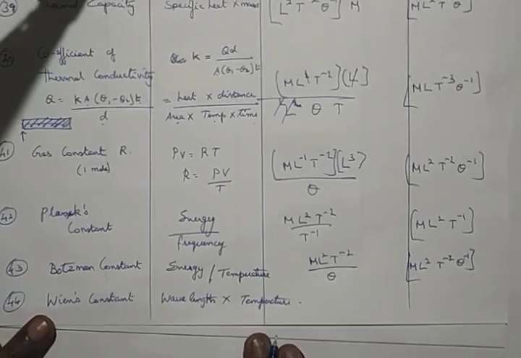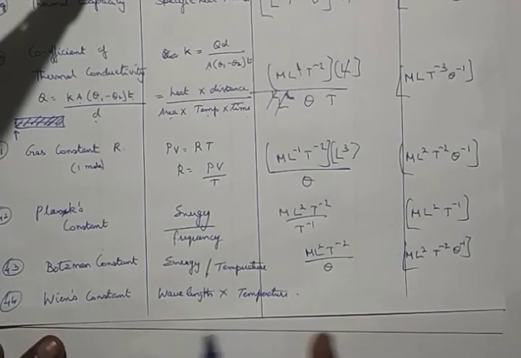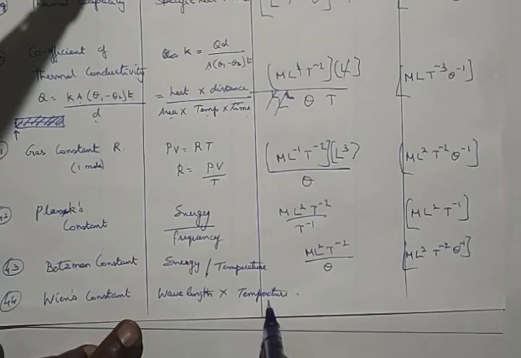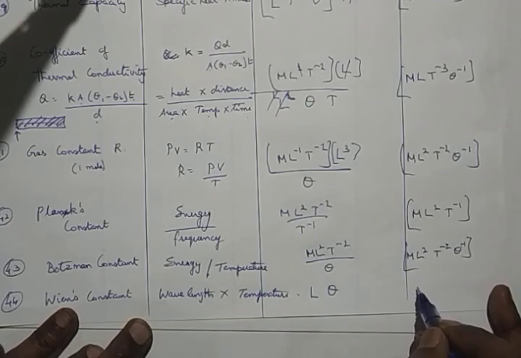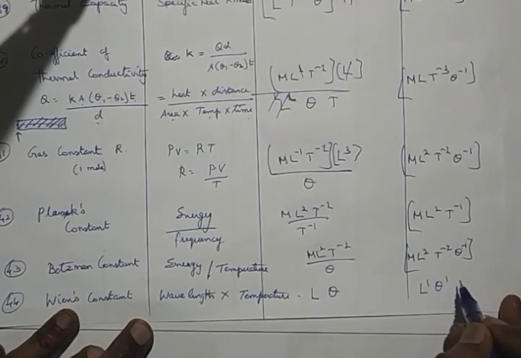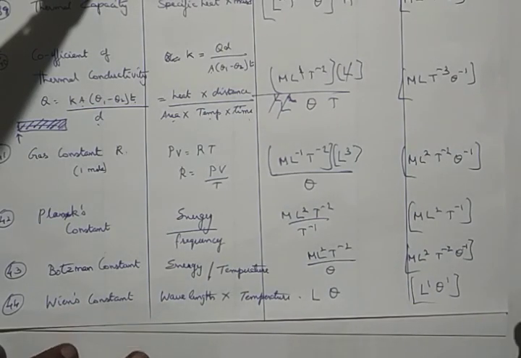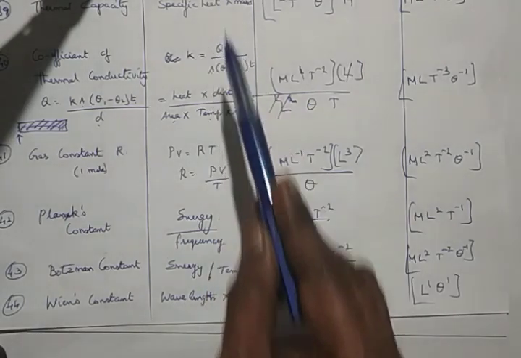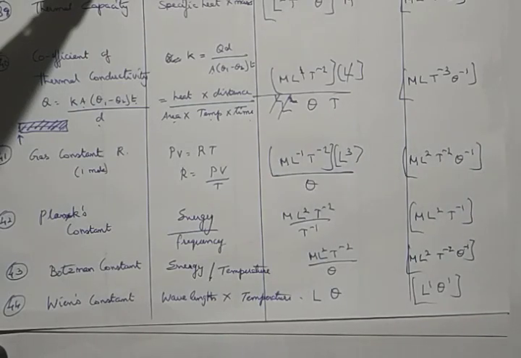The last formula for this dimension analysis, finally it's getting over. Wien's constant is a constant for different materials, wavelength into temperature. Wavelength we know already is length, and theta is temperature. So it's going to be L1 theta to the power of 1. With this, the dimension analysis, all the formulas, gets over. We have finished 44 formulas. Please make sure you memorize all these formulas so that you can derive the calculation as well as get the dimension formula correctly. Okay, children.